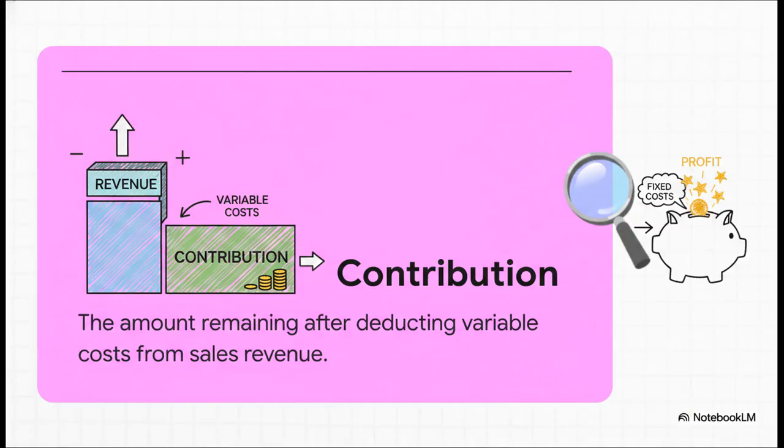Now, this next concept is the real powerhouse of CVP analysis. It's called contribution. For every single product you sell, part of that sale price immediately covers the variable costs for that specific unit. The cash that's left over, that's the contribution. Its first job is to chip away at your fixed costs, and only after all those are paid off does it finally become pure profit.